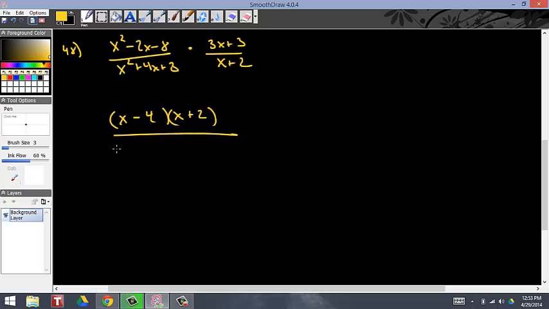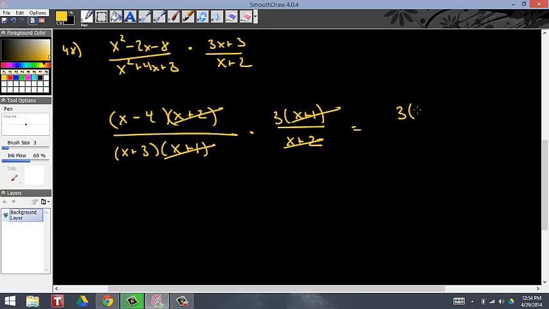That's what the top becomes. And then this is x plus 3 times x plus 1 on the left times 3 times x plus 1 over x plus 2. Let's see what's going to get out of here. Looks like the x plus 1s are out. Looks like the x plus 2s are out. So you get 3 times x minus 4 over x plus 3. Okay? Any questions on this problem?